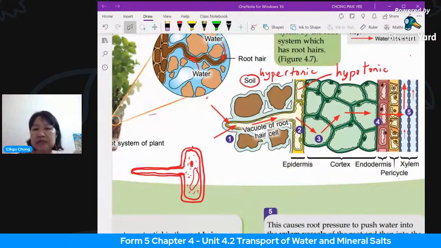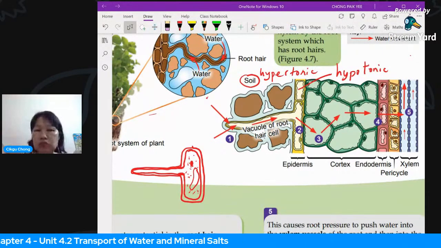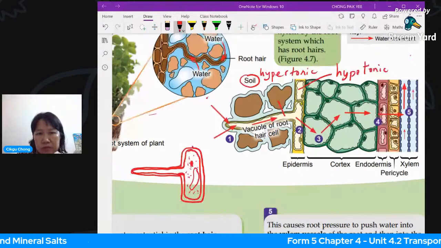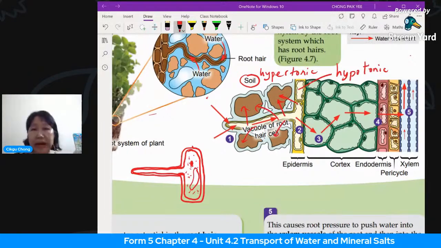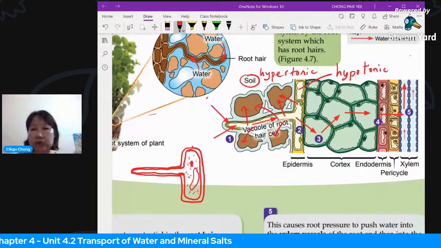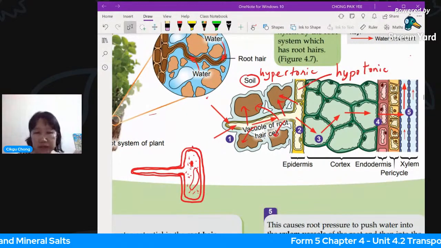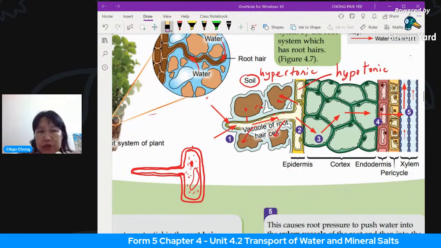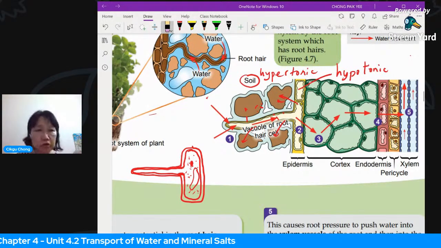What happens is the water from inside your root, which is your plant, will move out. So your water will be lost. Water will be pushed out, and then ultimately your plant will dry up and wilt first. Later on, if we do not replace the water, it's going to die. So your plant gets dehydrated. This should not be able to happen. Naturally your soil must have more water compared to the root hair.